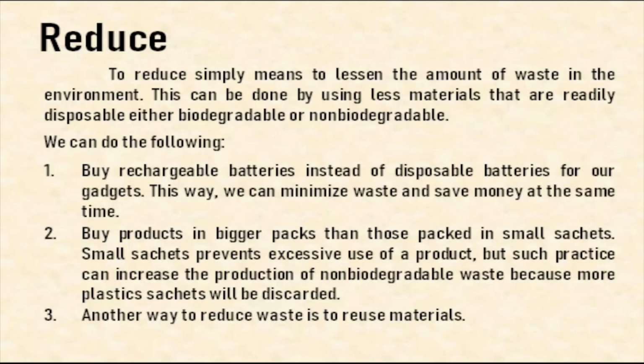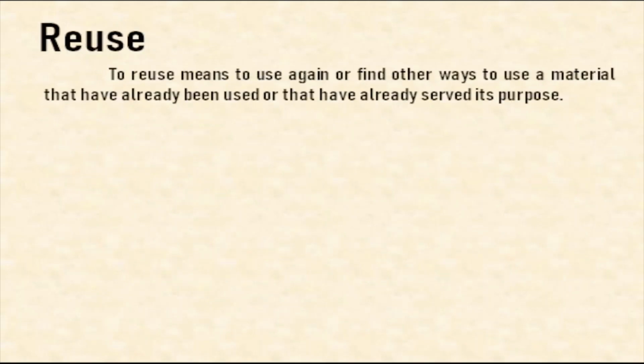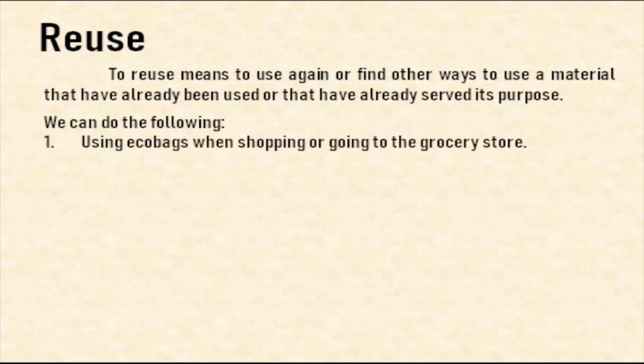Another way to reduce waste is to reuse materials. Another way of waste management is to reuse. To reuse means to use again or find other ways to use a material, and the examples are as follows. Number 1, use eco bags when shopping or going to the grocery store.